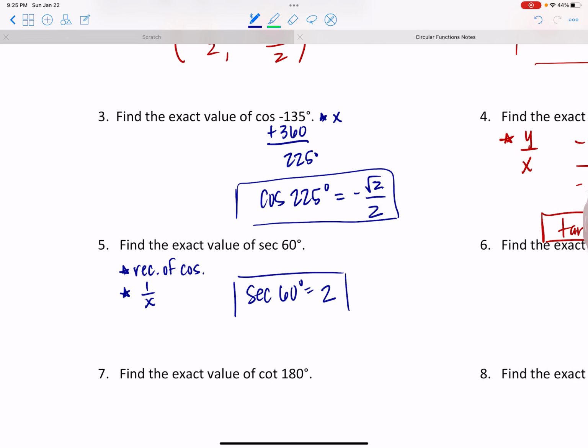Okay, let's try the next one. So we're looking for the exact value for the cosecant of negative 225. So first, cosecant is the reciprocal for sine.